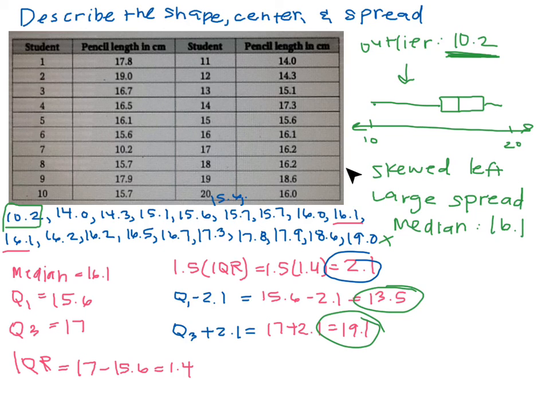So my data is skewed left. My data has a large spread, as you can see right here. And then my data has a median or center at 16.1. We will go over some more examples in class of how to look at the data and decide the center, spread, and shape using outliers in the interquartile range.